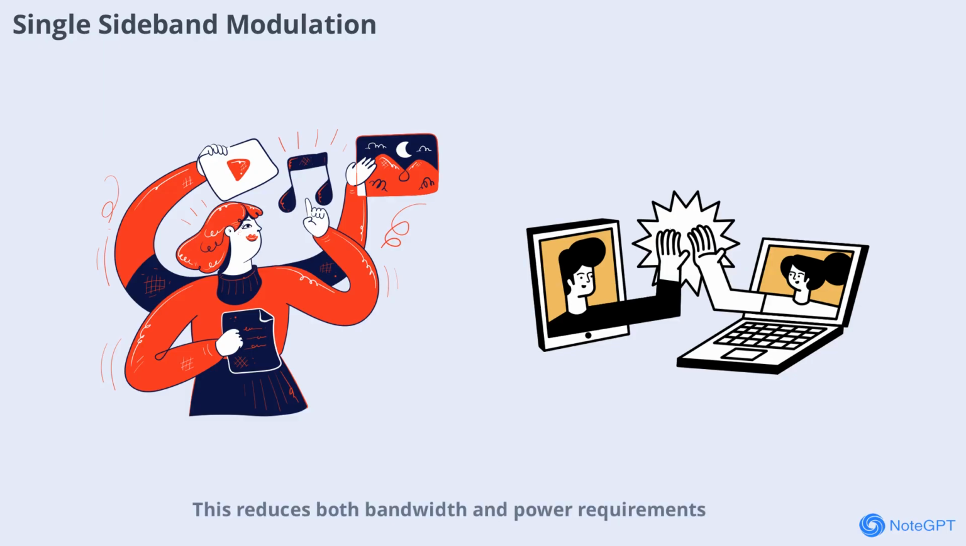This reduces both bandwidth and power requirements, making SSB ideal for long-distance and professional communications, such as in aviation and marine radio. However, SSB systems are more complex to implement and require precise tuning.